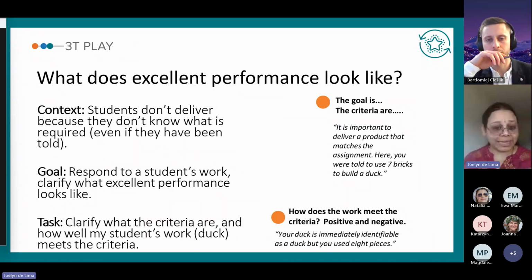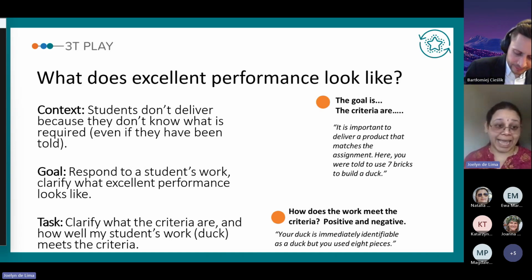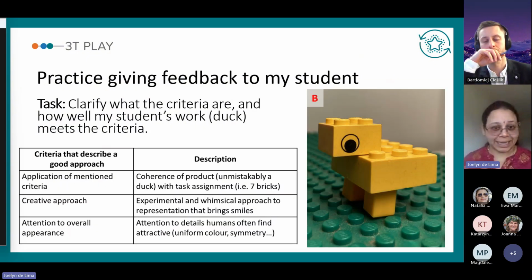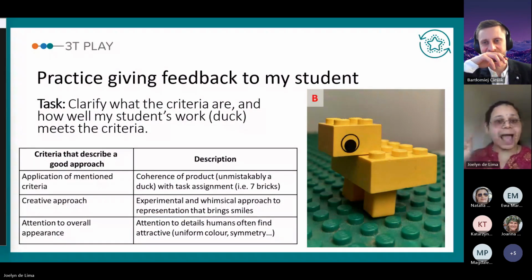And so now the task here is to clarify what the criteria are and how well they meet that criteria. So now I have already given student A feedback. I want you to practice giving feedback to my students and give student B the feedback. You can choose any of the criteria here, clarify the criteria, and then tell my students how well they met the criteria. It would be nice if you type this out into a different document, but even if you're directly typing into the chat, type it, but don't hit enter till I tell you to hit enter.